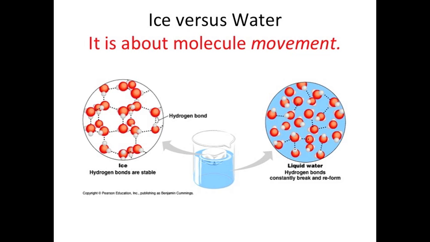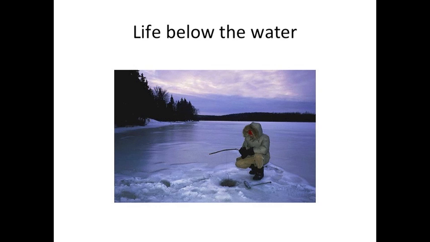During winter months, ponds and lakes will freeze from the top down. Because the ice expands, it floats. This allows life to still flourish underneath the ice.